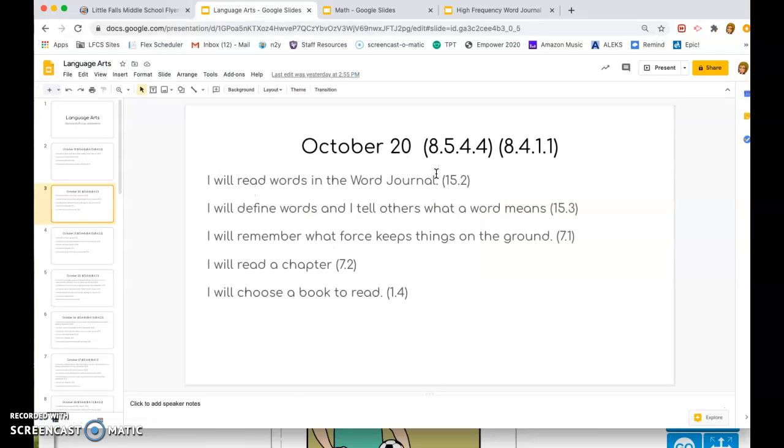Today you will read your words in the word journal, defining words and telling others what a word means. We're reviewing those definitions and vocabulary. I will remember what force keeps things on the ground. I will read a chapter and I will choose a book to read. So here are expectations today. By the end of our class, we'll be able to do all of these things.